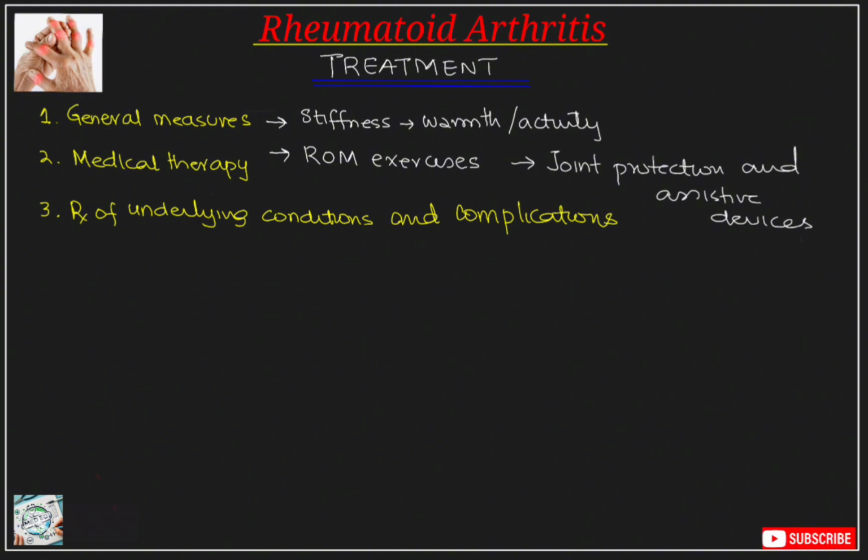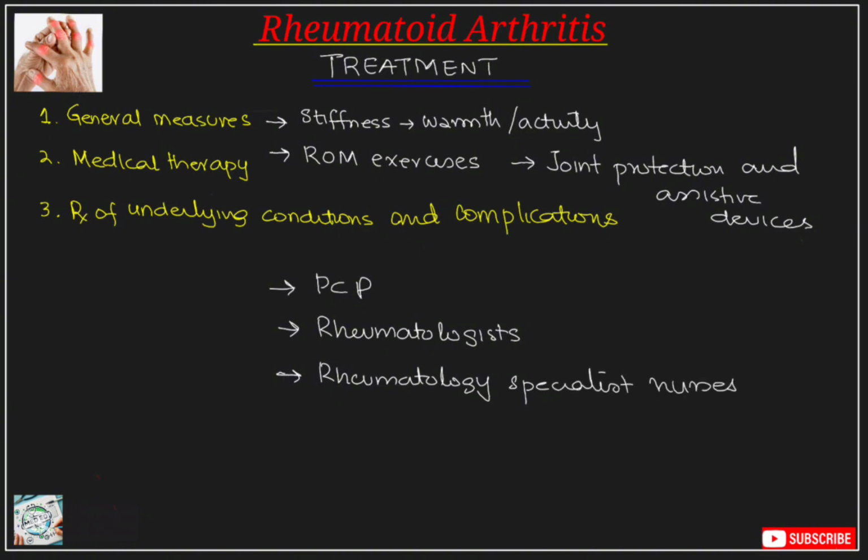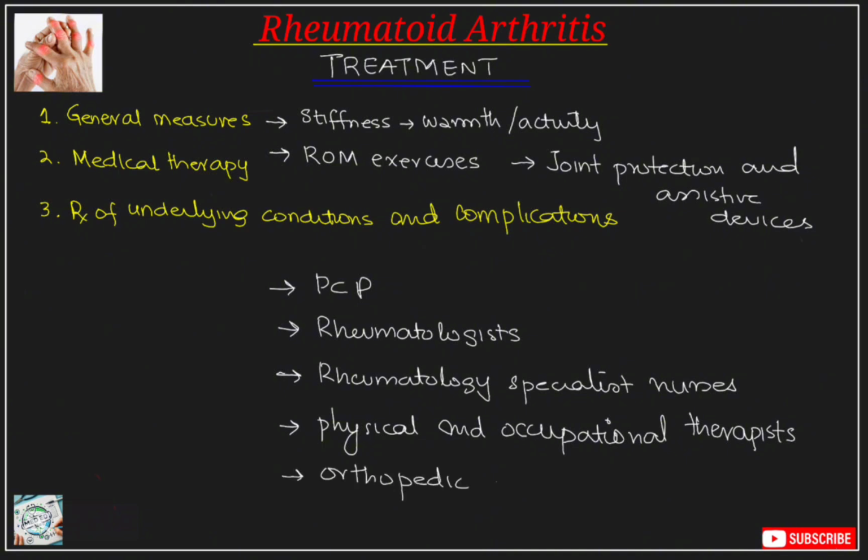Managing rheumatoid arthritis requires a team-based approach that includes a primary care physician who oversees the general health and screens for complications, a rheumatologist who leads the treatment plan, adjusts medications, and monitors disease progression, a rheumatology nurse who provides patient counseling, teaches various techniques, and helps monitor the drug side effects. Physical and occupational therapists guide on joint protection, assistive devices, and daily activity modifications. And orthopedic surgeons manage severe joint damage with surgical interventions like joint replacements when needed.